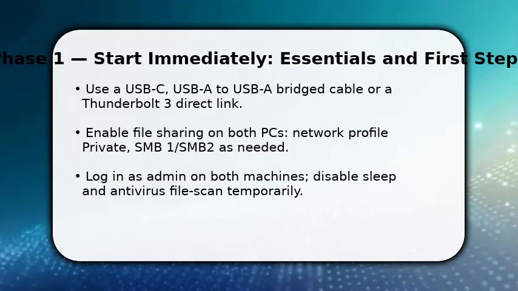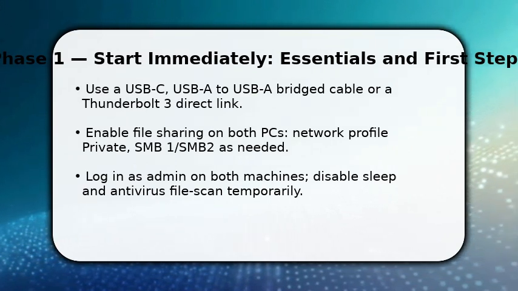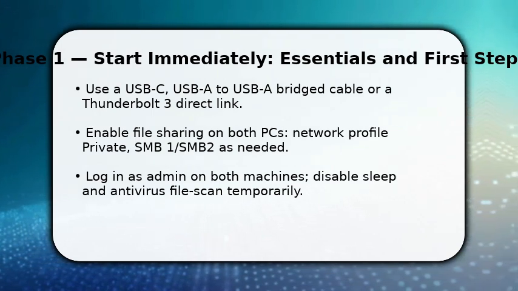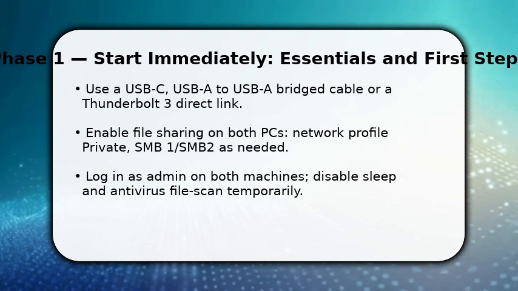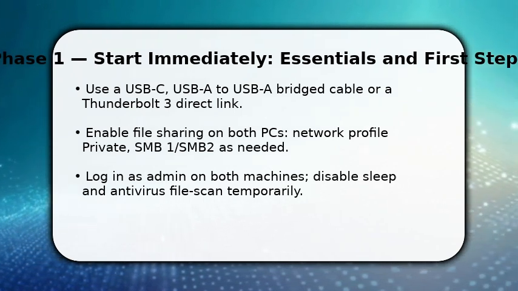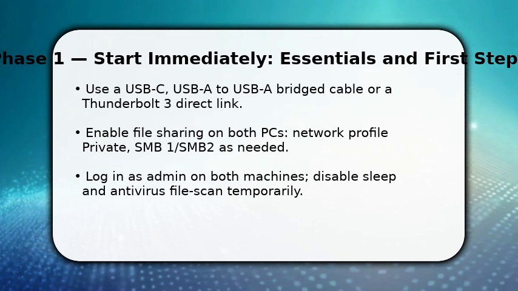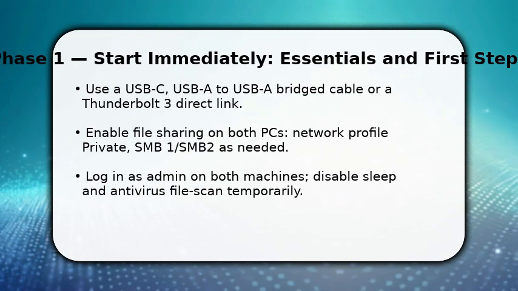You start by connecting the two computers with the appropriate transfer cable. Use a certified USB bridging cable or Thunderbolt link. Once connected, set both machines to a private network profile and enable file sharing so they can see each other. Make sure you are signed in with administrator rights on both sides and temporarily pause real-time antivirus or folder indexing. This prevents file locks or slowdowns.